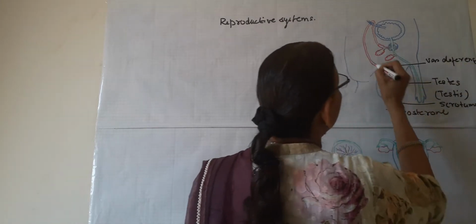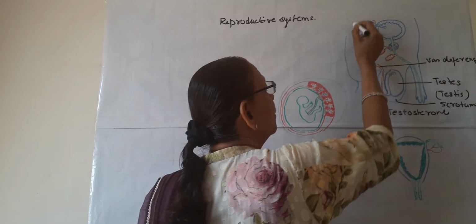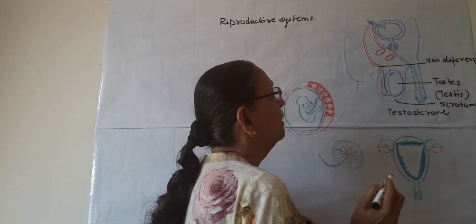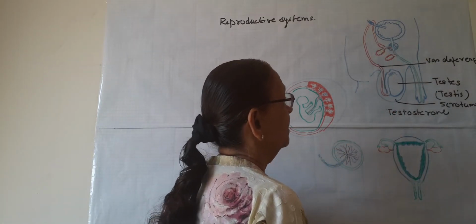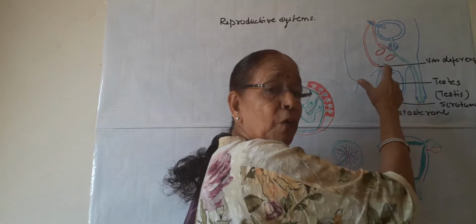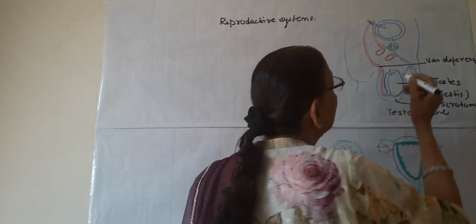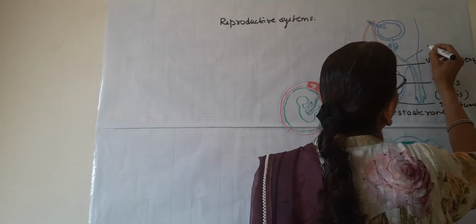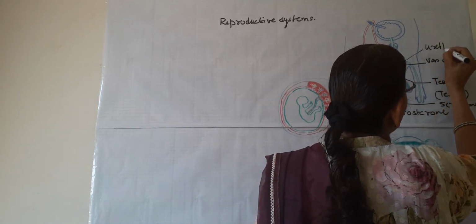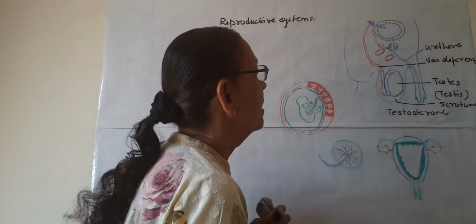This red tube, a tube-like structure starting from the testes, going here and reaching here, is known as vas deferens. So this vas deferens carries the sperms formed in the testes to this green colored duct or tube known as urethra. This is urethra, the red one is vas deferens.